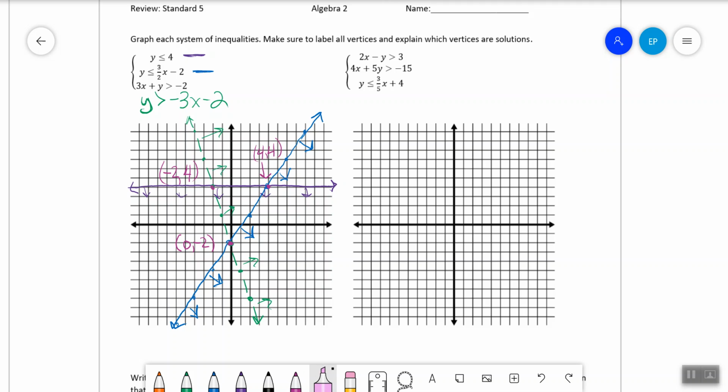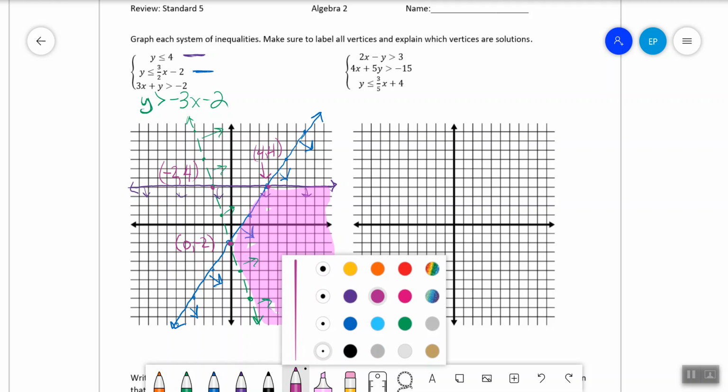My shaded region, so my green is over here. My blue is going down here, my purple's here. So my actual solution of my shaded region is not a typical triangle. It's actually down here. And then the only solution of those vertices that would be for this graph is 4, 4.